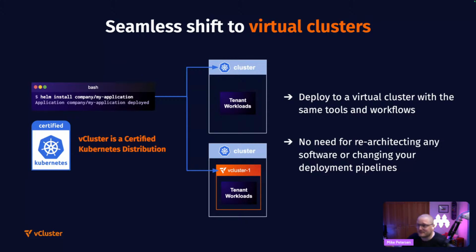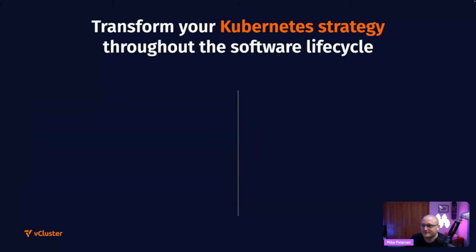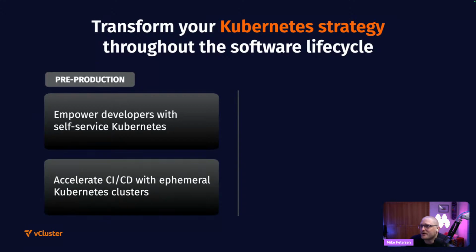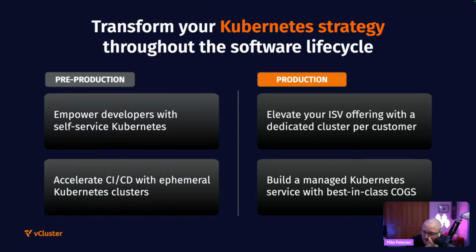So basically you can use the same tools, super easy. And then transform your Kubernetes strategy throughout the software lifecycle. So basically you can empower developers with self-service Kubernetes. You can accelerate CI/CD with ephemeral Kubernetes environments. Elevate your ISV offering with a dedicated cluster per customer. We got all of these awesome, it's like, what does this mean? What does any of this mean? Build a managed Kubernetes service with best-in-class COGS.